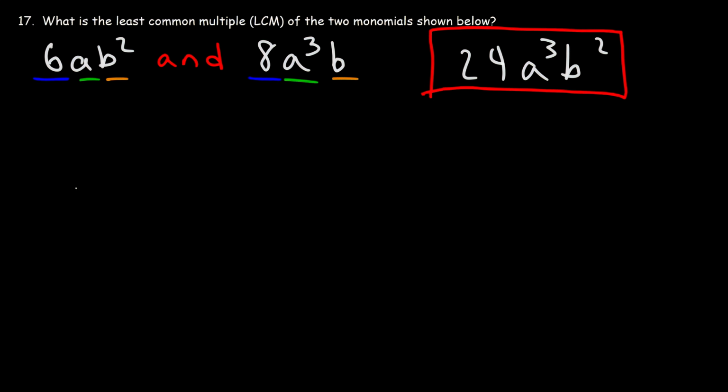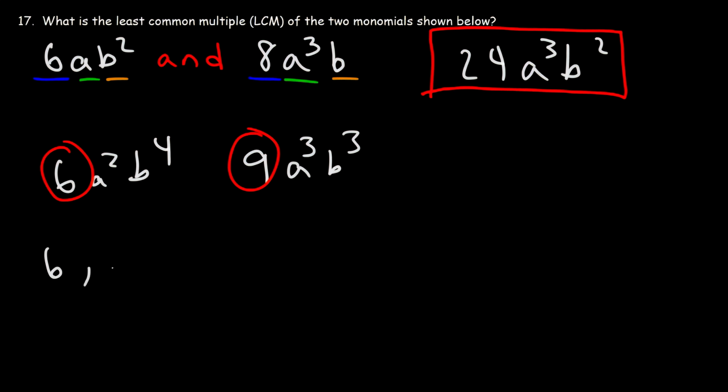So let me give you another example. Let's say if we have 7 a squared b to the 4th, and let's say, actually let's not choose 7. Let's choose 6 a squared b to the 4th, and 9 a cubed b to the 3rd. So first, what is the least common multiple of 6 and 9?